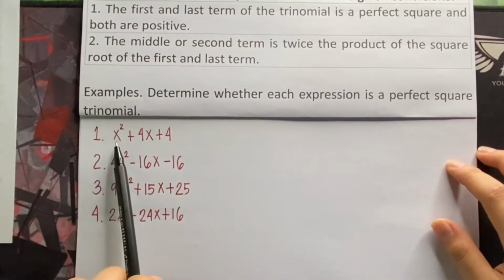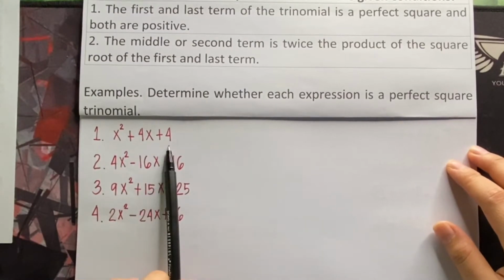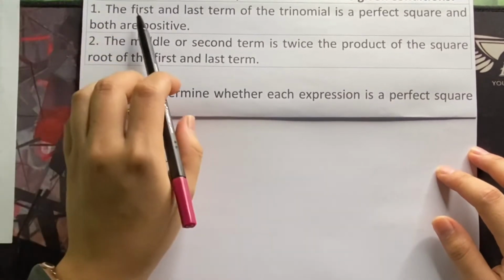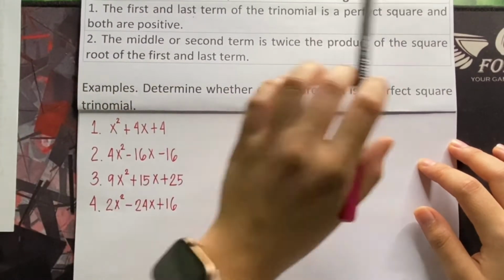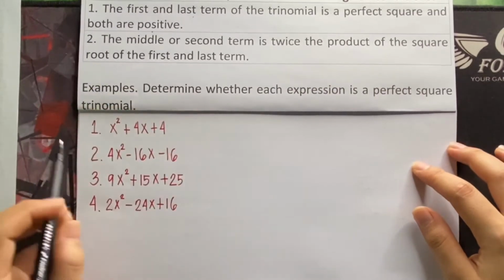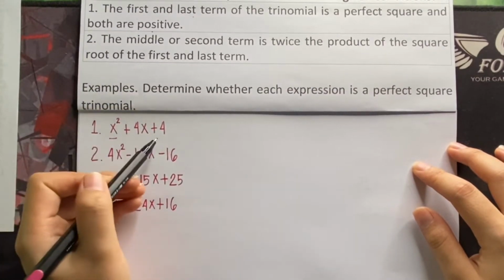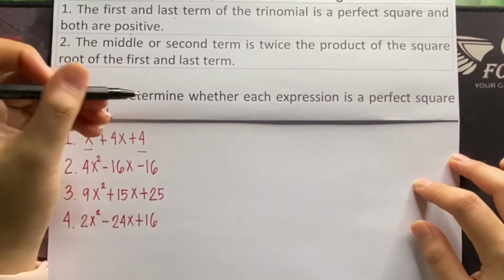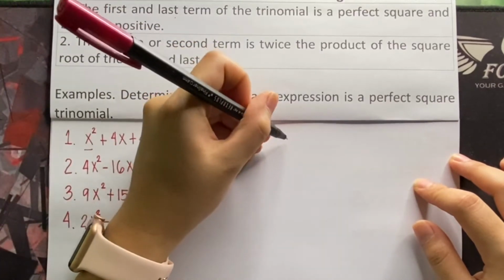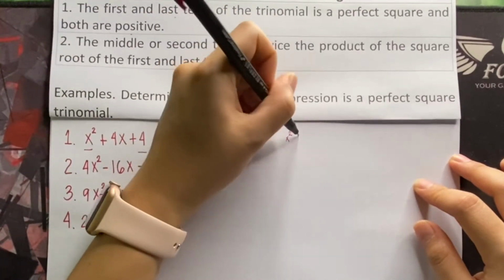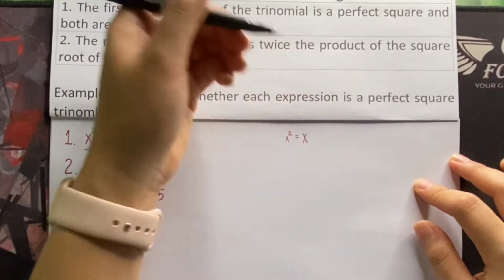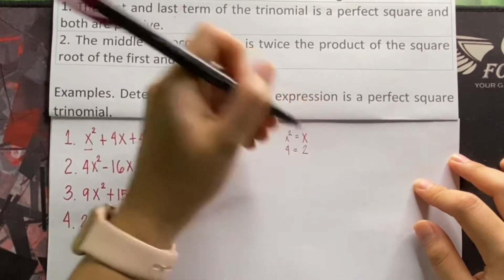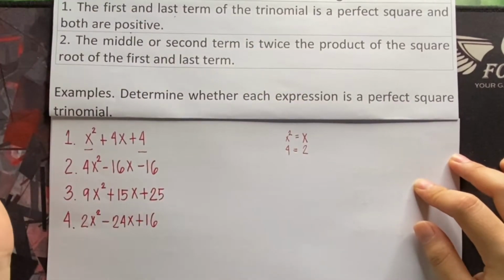First example, x squared plus 4x plus 4. Is it a perfect square trinomial or not? Alamin na natin. Una, dapat daw ang first at last term ay perfect square at parehas ay positive. Ang unang term ay x squared. Ang last term ay 4, parehas positive. Ngayon, alamin natin kung parehas perfect square. Ano ang square root ni x squared? Ang square root ni x squared ay x. Ano ang square root ni 4? 2. Okay. Nag-satisfy yung first condition.